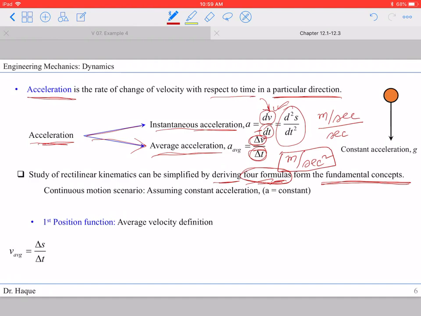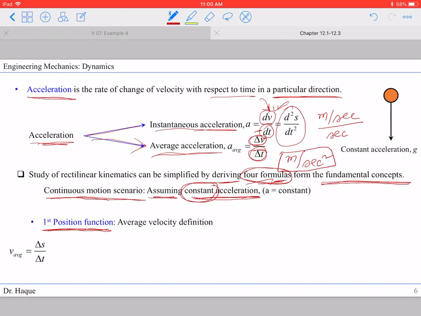So the first formula is the position function. Before we derive this formula, we have to assume that the particle is under constant acceleration. So it's a continuous motion scenario, with no change happening in the motion, and during the entire time the acceleration was constant.